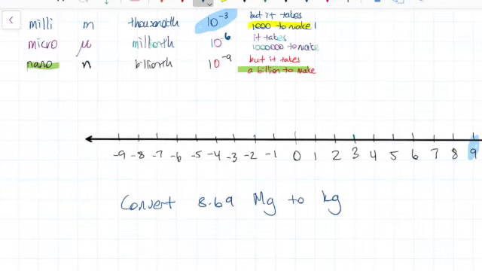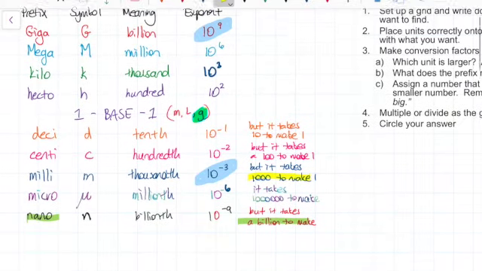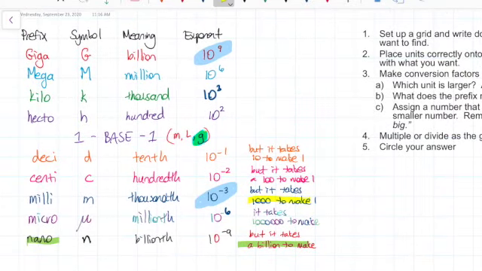The second problem that we're going to try says convert 8.69 megagrams to kilograms. So if I look up here at my prefix table, mega is 10 to the 6th and kilo is 10 to the 3rd. And then students want to have a conversion factor with a 10 to the 9th. But let's think about this.